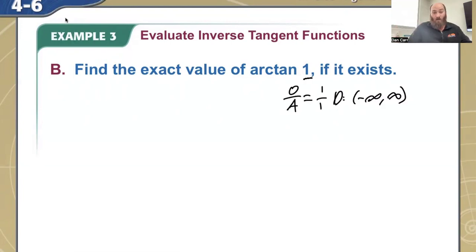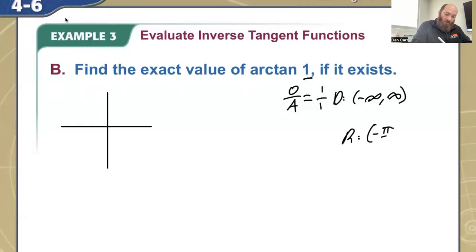So again, thinking about my reference triangles, if I draw this out, I need to figure out when is the opposite side the same as the adjacent side. The other thing too is that our range, as we saw from before, is negative pi over 2 to pi over 2. That tells me I'm only going to deal with the first and the fourth quadrants. So where I get the opposite and adjacent side to be the same is if I draw my triangle out like this.